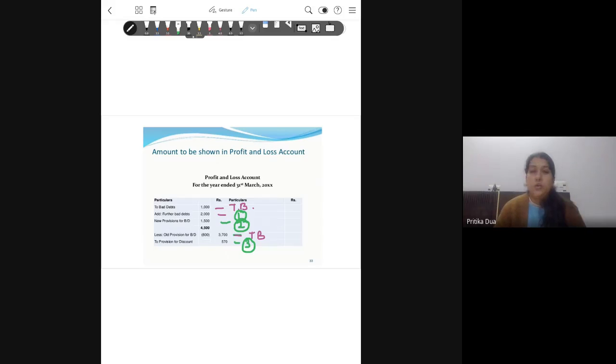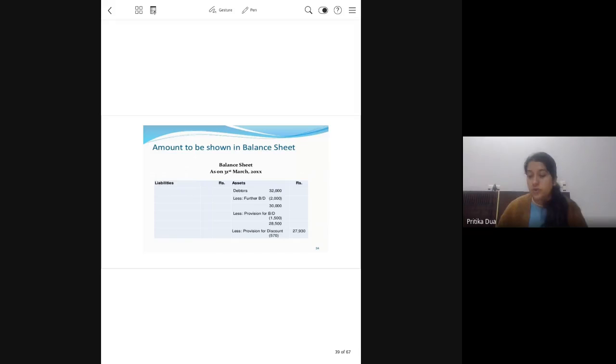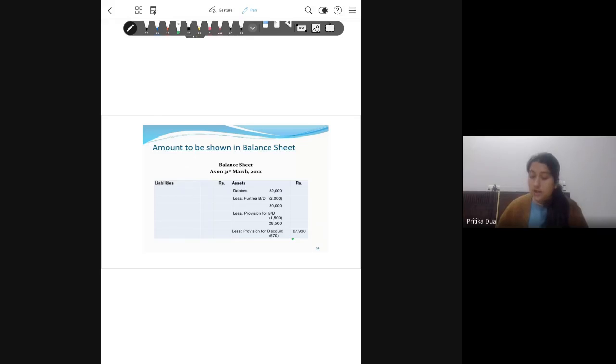Okay, I hope this is clear how the adjustments for debtors will be treated in the P&L account and in the balance sheet. The balance sheet amount we have already calculated, I had shown you there, it is coming out to be 27,930. Okay, any doubt related to debtors, entry of debtors, you can ask.